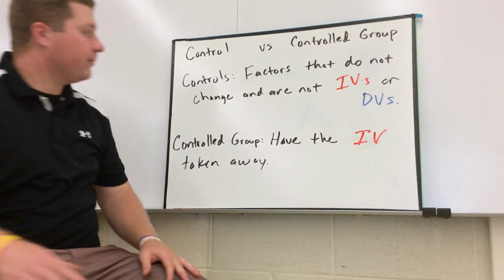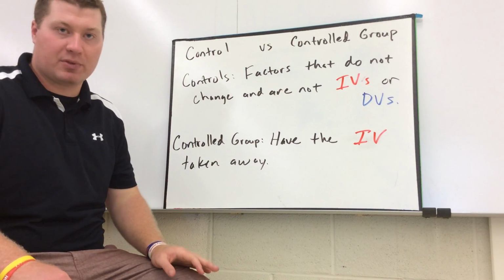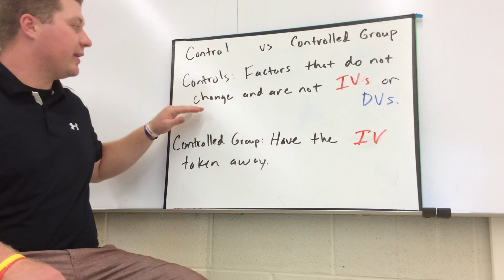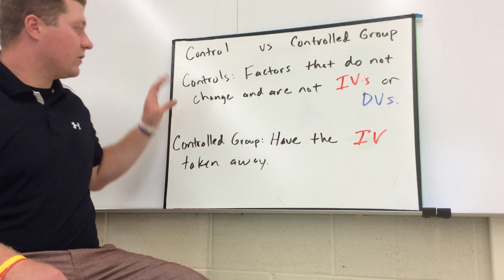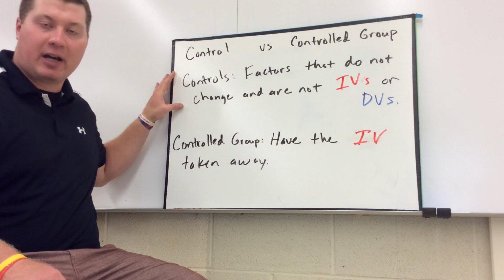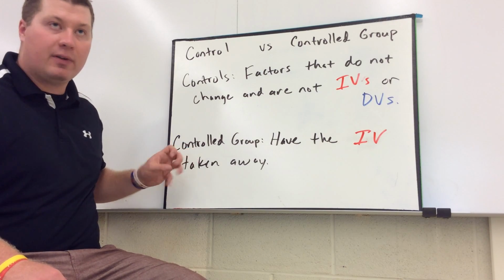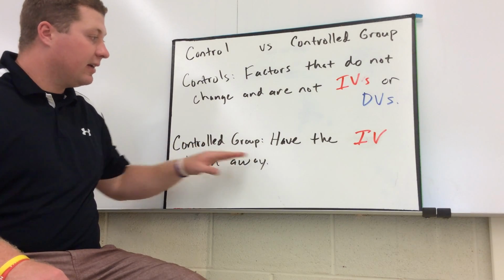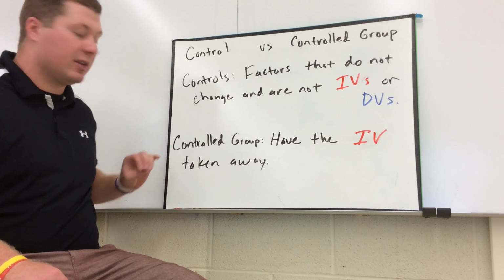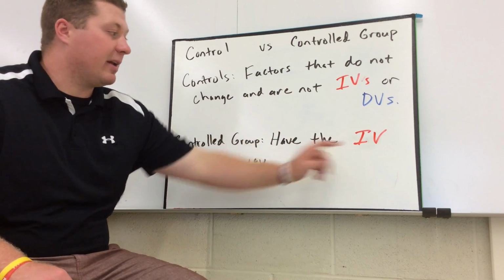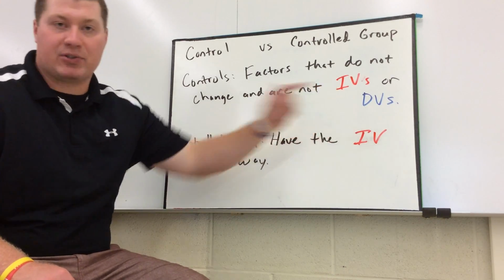Now, building on independent and dependent variables, we have controls and we have controlled groups. Controls are factors that do not change and are not independent variables or dependent variables. So these are things that we want to keep consistent, or constants, in the experiment. The controlled group, and we'll use an example in a minute, has the independent variable basically taken away. The reason why we have a controlled group is to see exactly if the independent variable has a positive effect or negative effect on what we're trying to measure, the dependent variable.